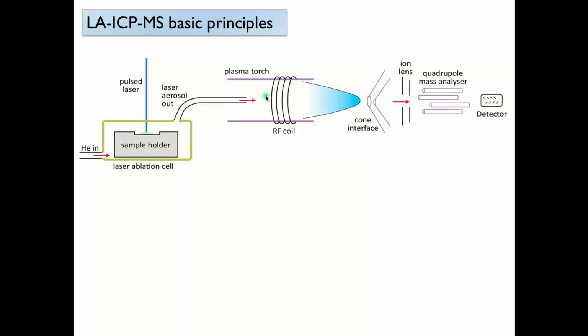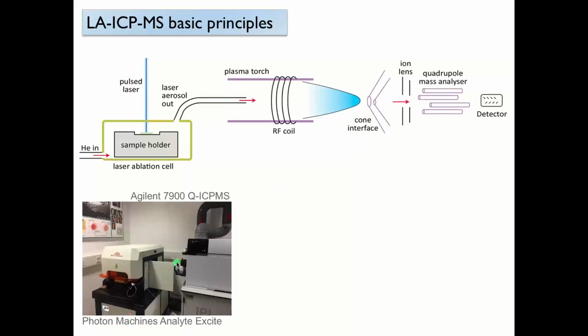Argon gas is being fed into the plasma torch, and there's an RF coil wrapped around the plasma torch, which induces a plasma and it ionizes our sample, which is then transferred across the cone interface of the ICP into the high vacuum part. It's focused by an ion lens, and then a quadrupole mass analyzer selects a given mass-charge ratio, where it's analyzed by a detector.